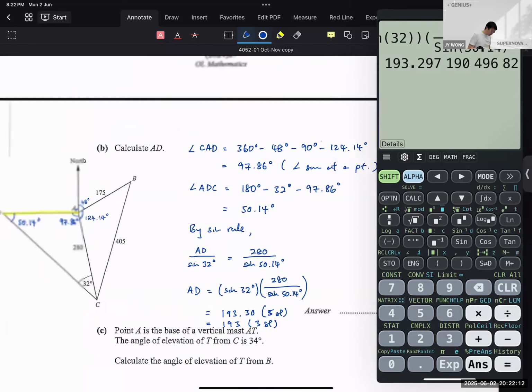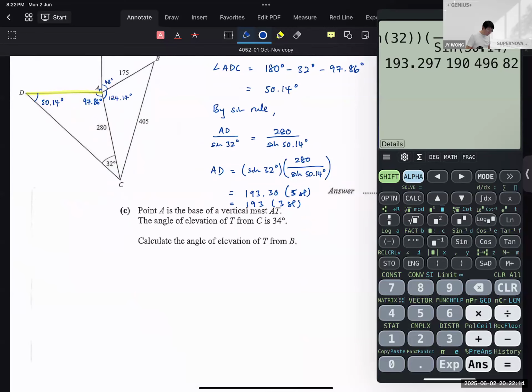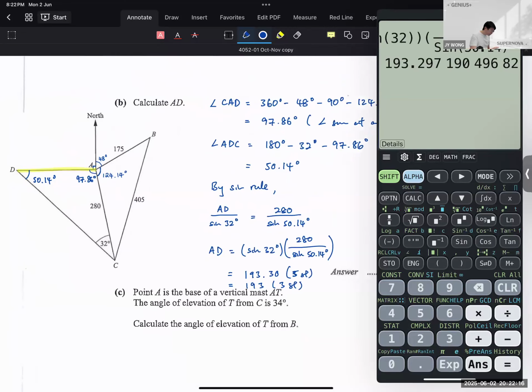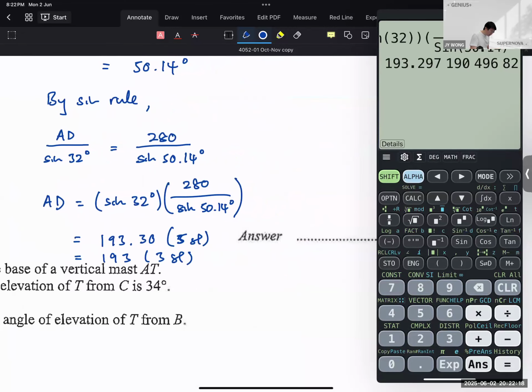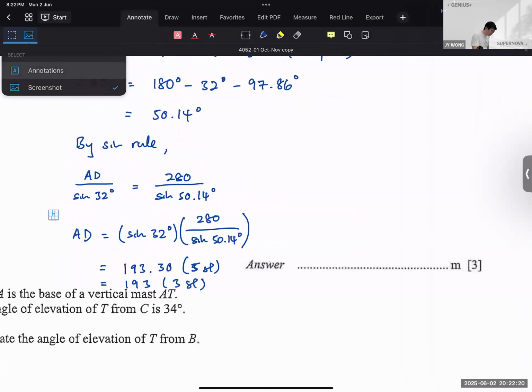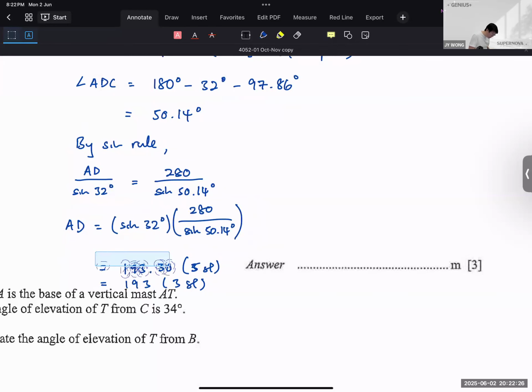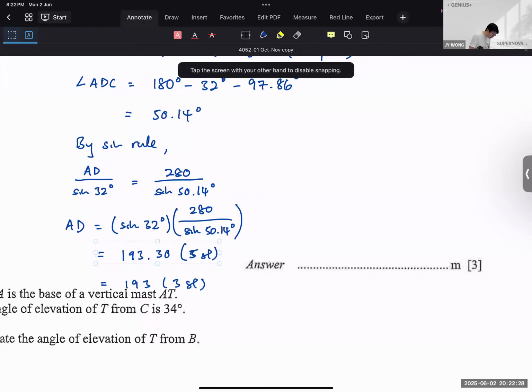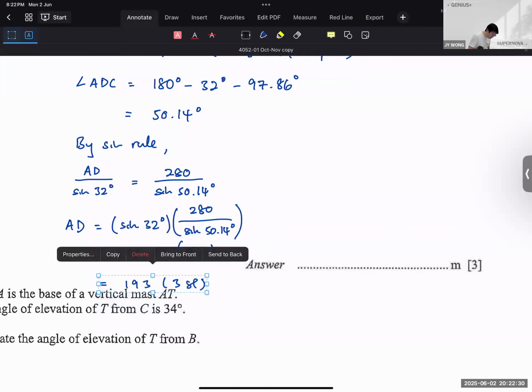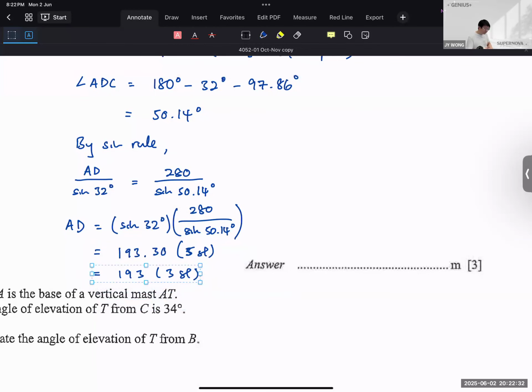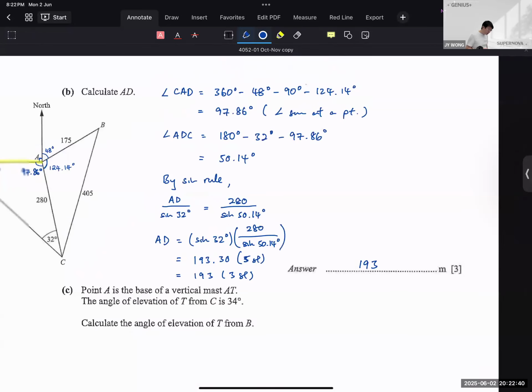If the question never specified, then leave in 3SF, right? Standard. But the reason why I put in 5SF first is because very often you need to use the value. And if you need to use the value, then you should use the more accurate value, which is your 5SF value, or minimally your 4SF value. You don't have to do 5, you can do 4. But not 3. 3SF value is not acceptable for working steps. It's only acceptable for the answer. Okay.